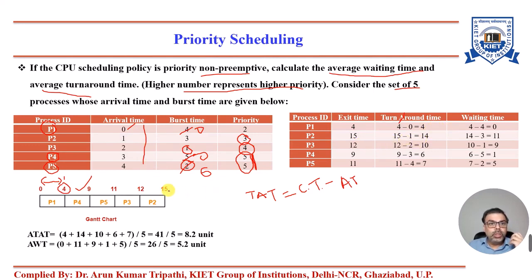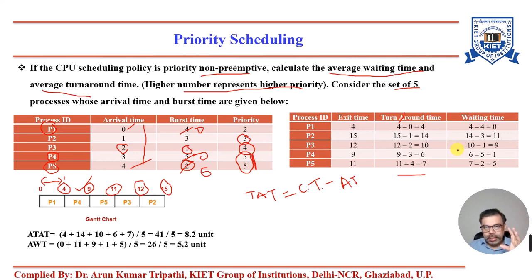Now for process P2, P2 will complete at time 15 and its arrival time is 1. Then process P3: P3 has its completion time as 12 and it arrives at 2 units of time. So 12 minus 2, 10. Similarly, process P4 has the completion time 9 and it arrives at 3. So 9 minus 3 is equal to 6. And for process P5, the completion time is 11 and it arrives at 4. So 11 minus 4, it is 7.